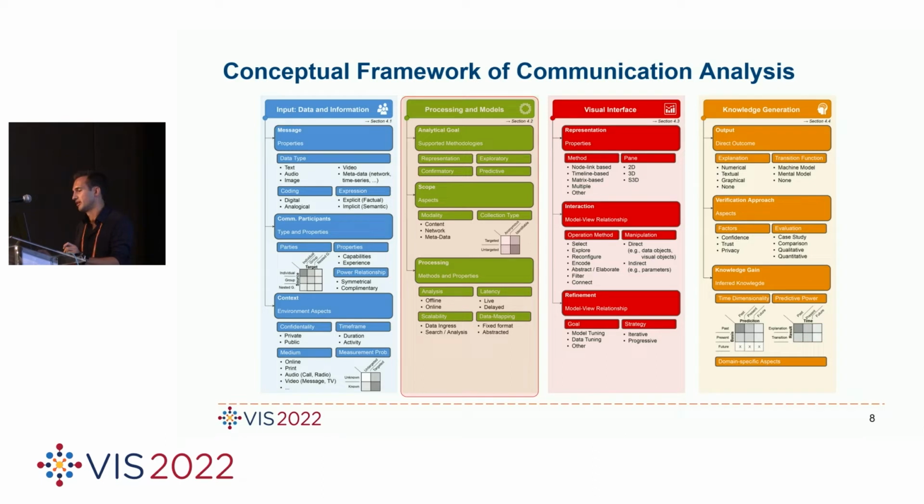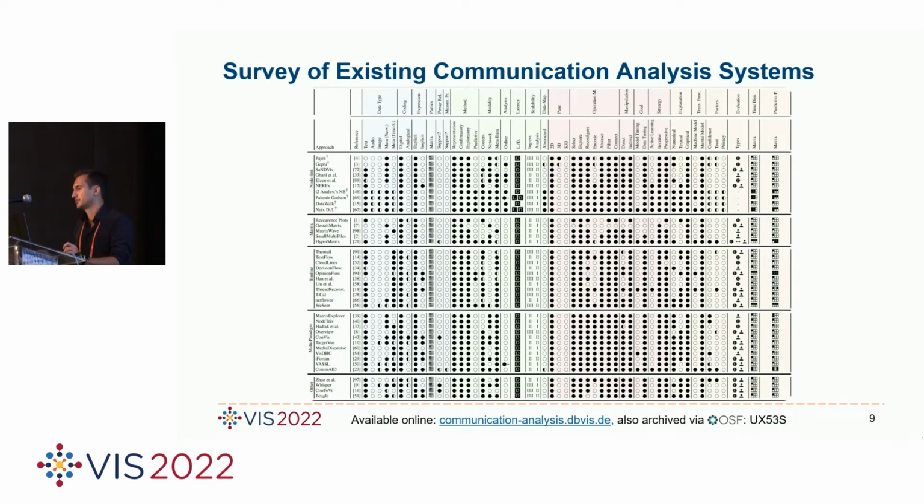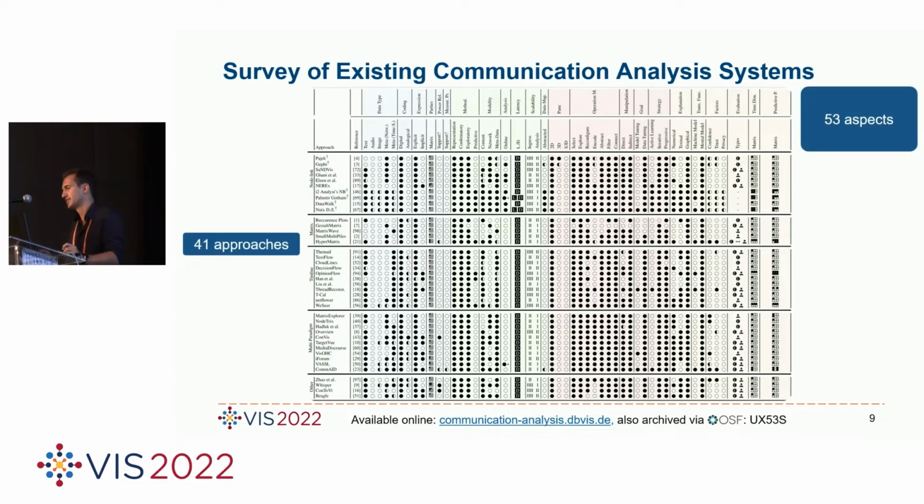And for the visual interface, we consider representation, what kind of visualizations are used, the different interaction methods that are employed, and the different manipulation types, as well as the refinement particularities, like the goal or the strategy. For the knowledge generation, we evaluate the output regarding the explanation type of the learned model, the verification factors that are involved in this, the evaluations performed, as well as the analytical power of the knowledge gain. And when we analyze our approaches according to these aspects, we arrive at a complete survey you can see here. It contains 41 approaches analyzed according to over 50 different properties.